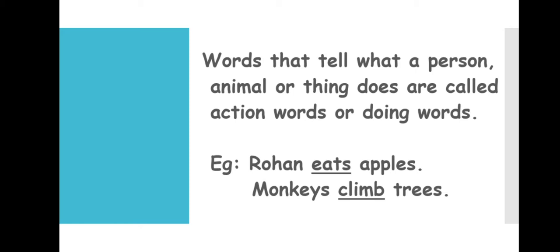Look at the next example. Monkeys climb trees. So we have the animal, monkeys. And what are the monkeys doing? They are climbing trees. So climbing is the action done by the monkeys. So climb is the verb or action word.